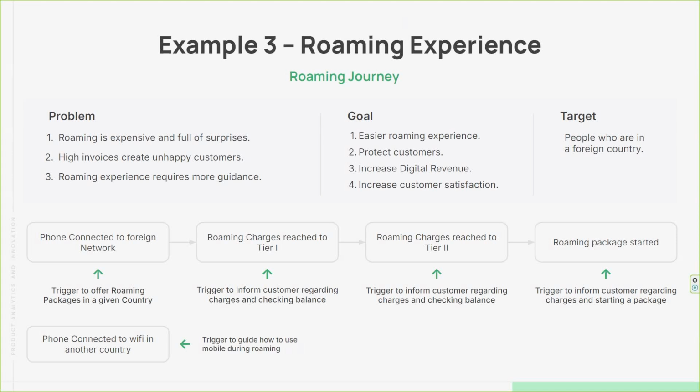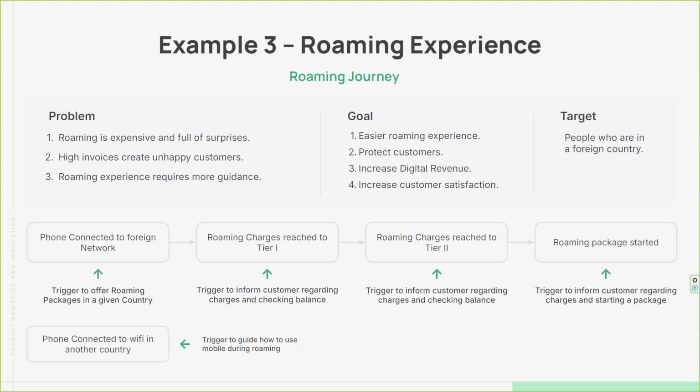Maybe they didn't do it, they moved to the second roaming tier. Again, this is what's happening, so we inform them again. And then maybe in my company, I said, okay, you have reached a certain level, I'm going to start a package for you to prevent these charges, and I will tell you about it. So I would be monitoring their roaming experience once they signed into a network to prevent their charges. Or maybe they couldn't connect to a network, but they connected to a Wi-Fi abroad.